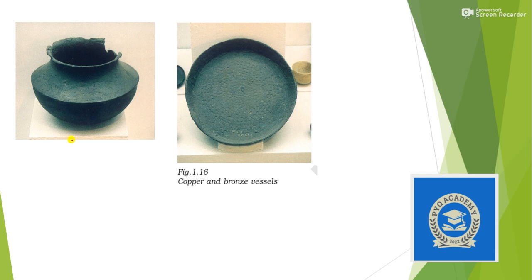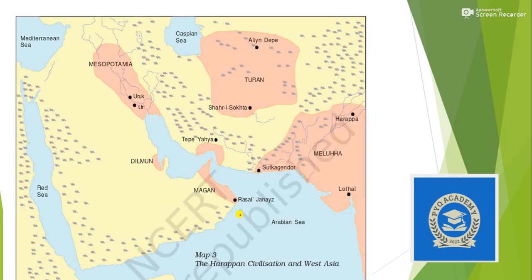Next, again what thing to be derived here, that copper and bronze. So both metals, copper and bronze, were known to the people of the Indus Valley civilization. Okay, and we know that bronze is made of copper and tin, that means tin was also available at that time.